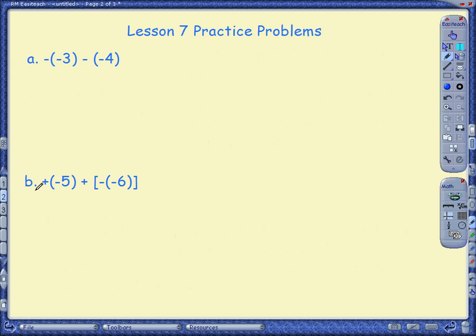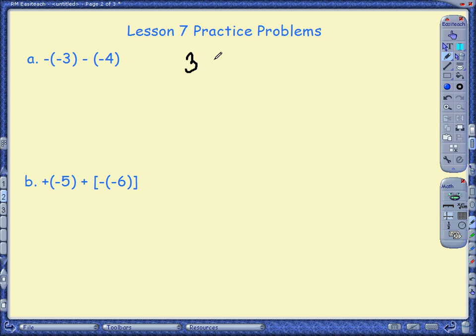Okay, these are the practice problems from Lesson 7. I'm going to do this the same way. Every time I have a double negative in front of a number, it becomes a positive. The opposite of -3 is +3. We don't put the plus sign in the beginning. We know that if there's no sign, it is a positive number.